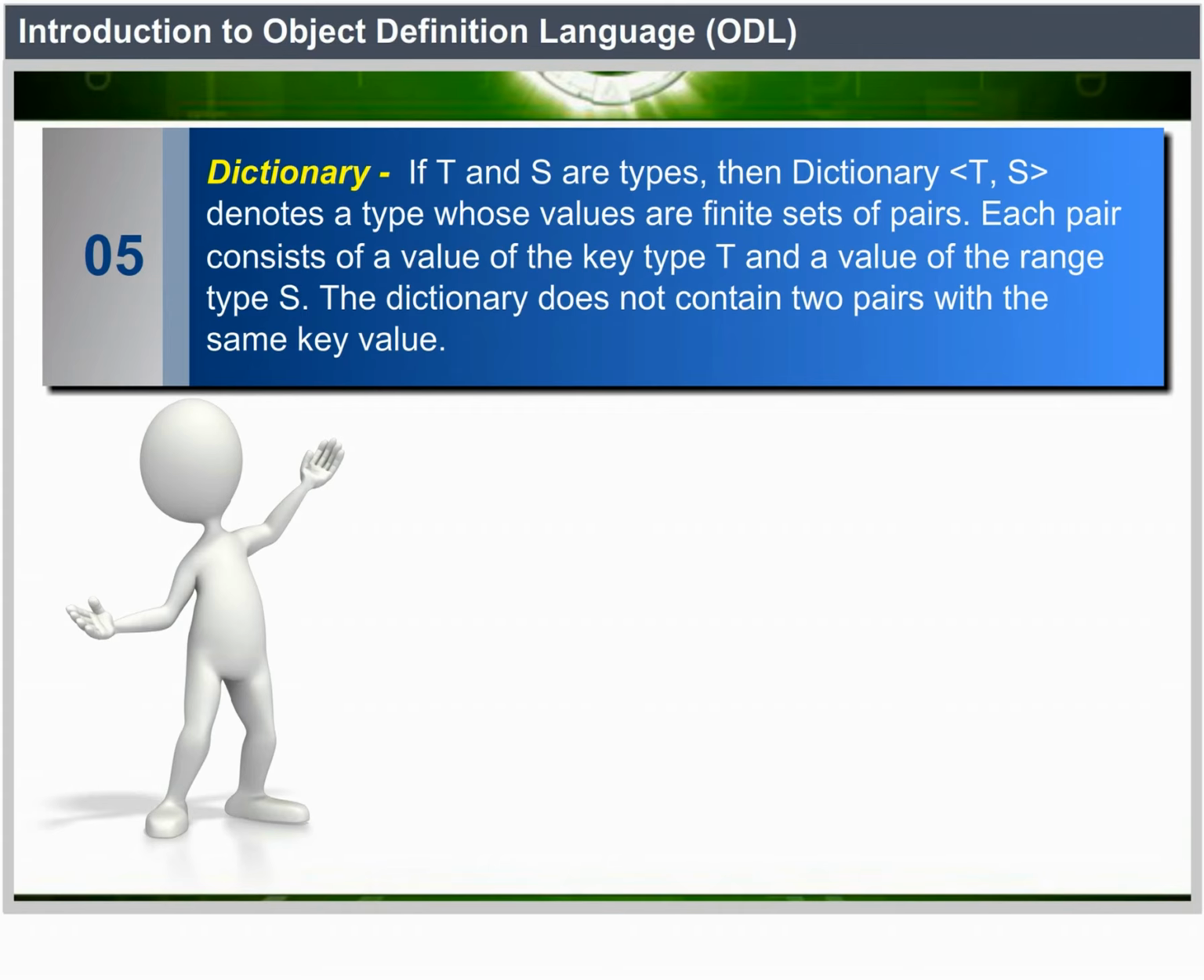Dictionary. If T and S are types, then dictionary T, S denotes a type whose values are finite sets of pairs. Each pair consists of a value of the key type T and a value of the range type S. The dictionary may not contain two pairs with the same key value.